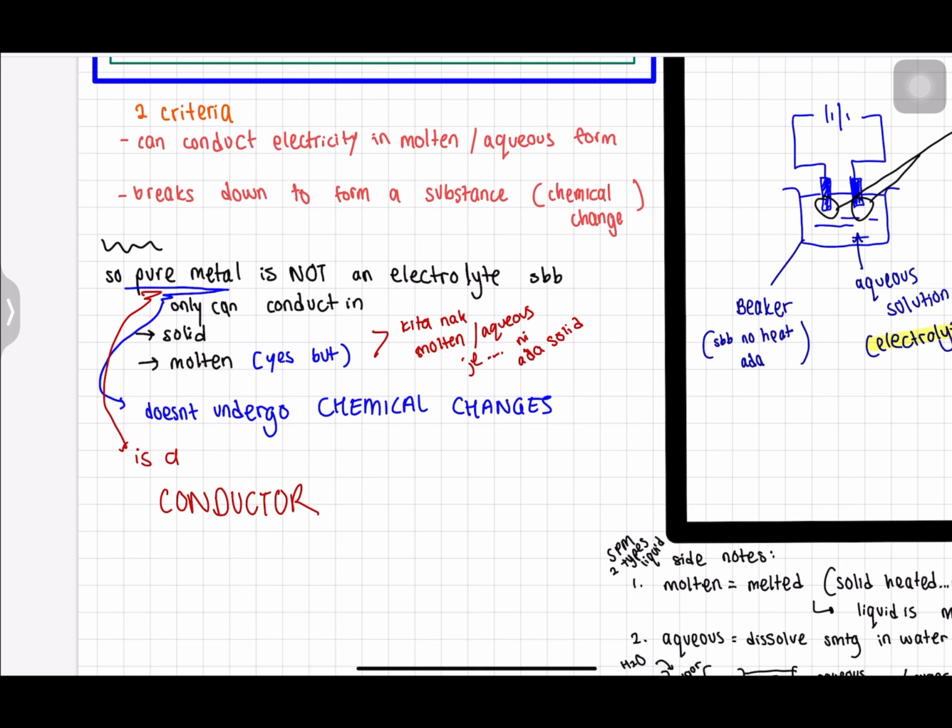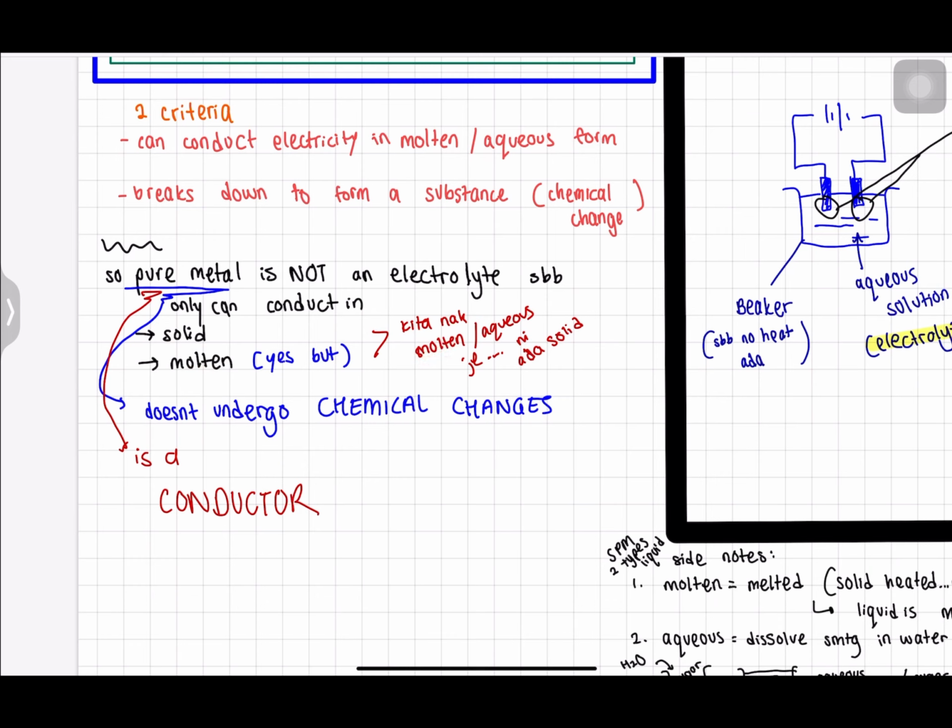Another thing about metal is when it conducts electricity in these two states that are already not within our criteria, it does not undergo chemical changes. So that's why it's not an electrolyte. So what do you call pure metal? Instead of calling it an electrolyte, we call it a conductor. This is pure metal.